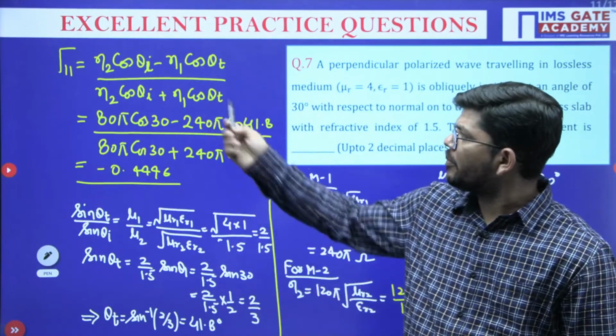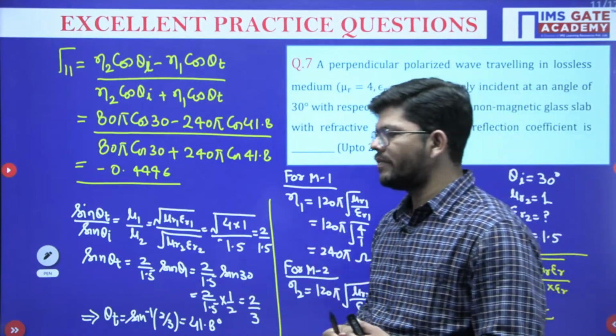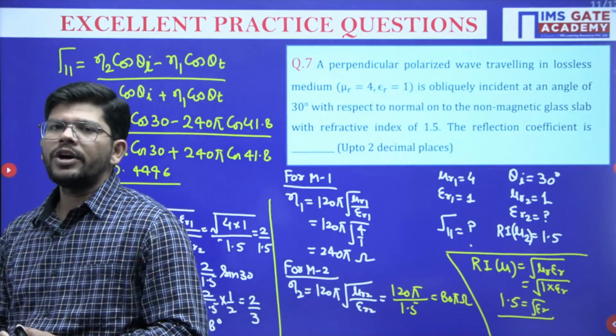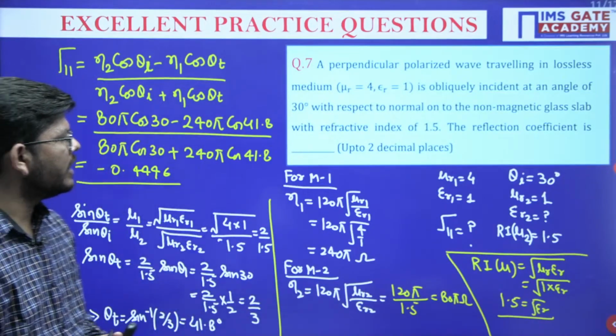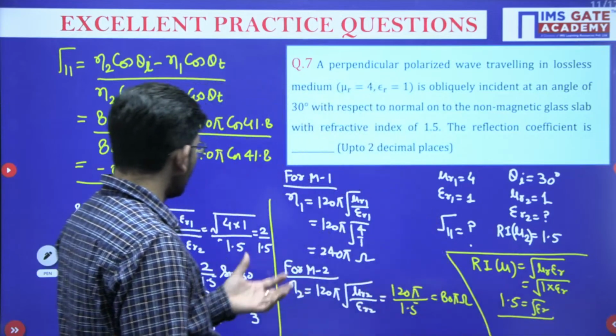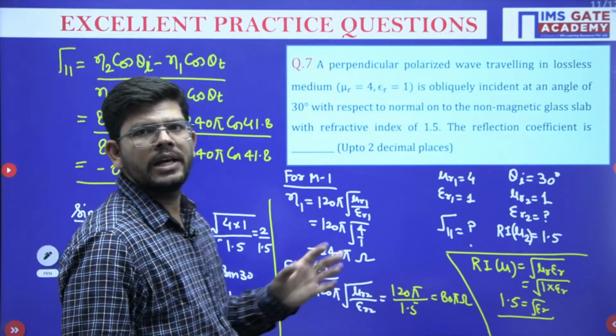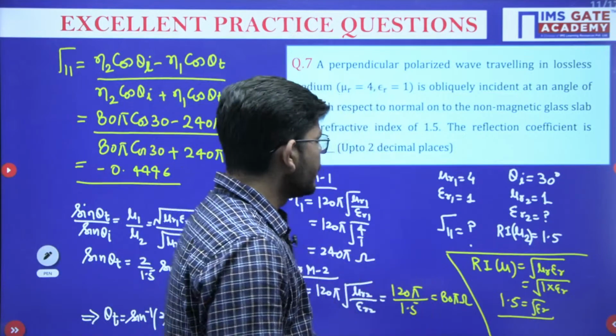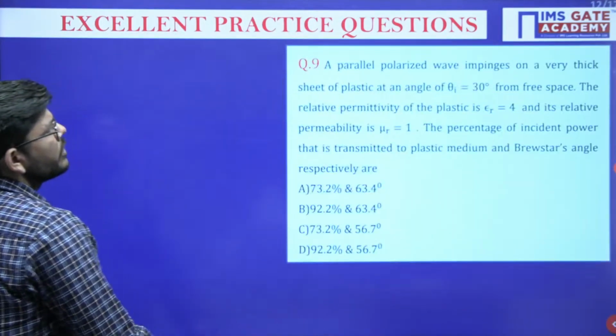This is how we can solve this question. In case of perpendicular polarization, what is the formula of the reflection coefficient? That is what you have to practice. And then you know Snell's law, refractive index, eta, all those things you can calculate very easily, and this question will be done. So this is how we can solve this question. Move to the next question.